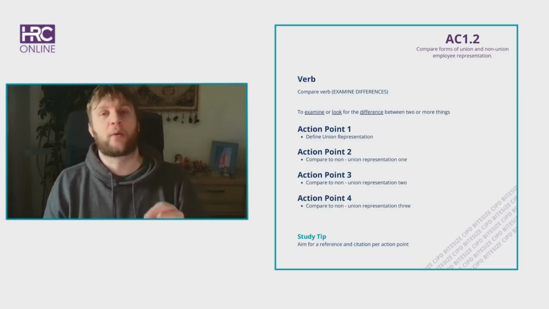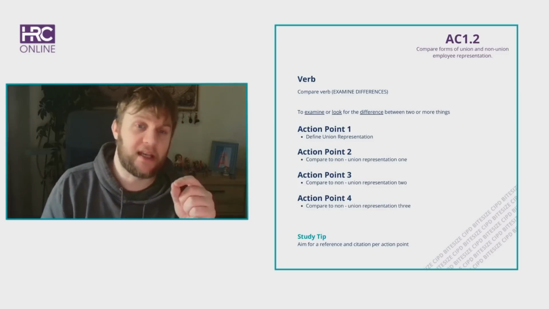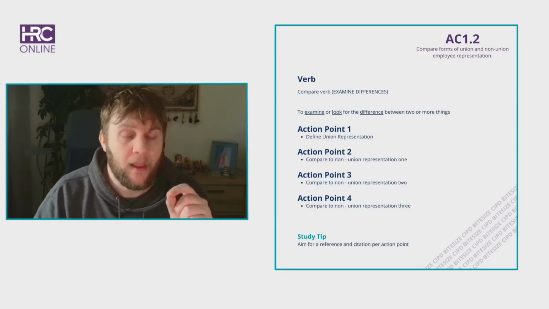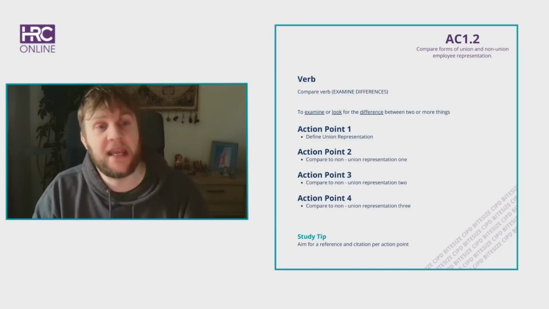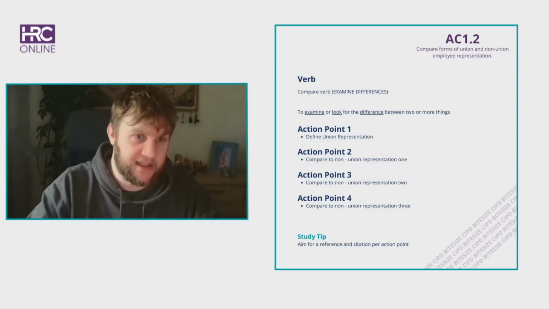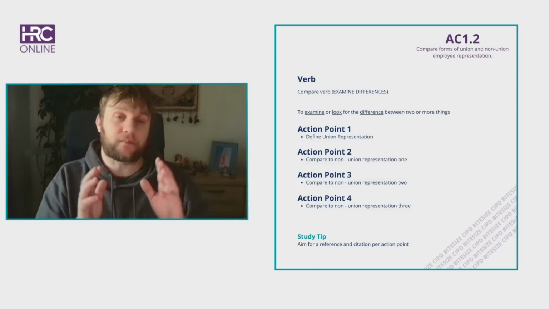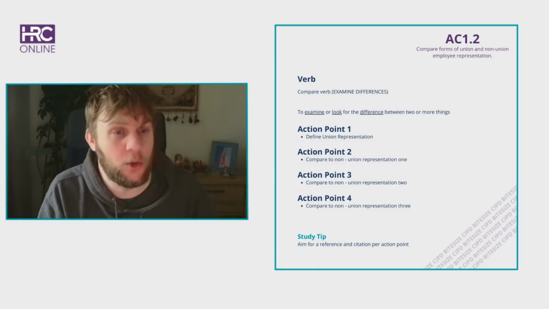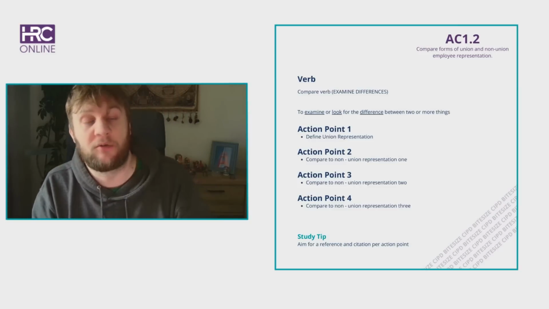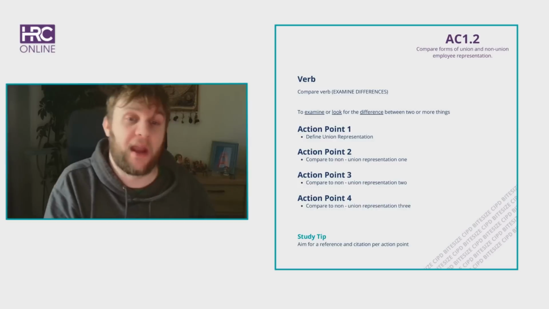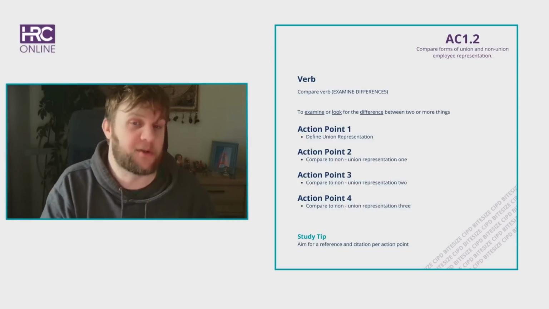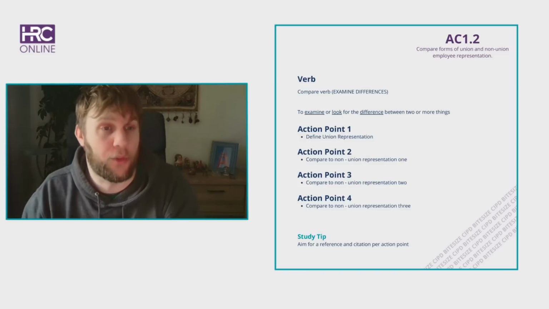And remember, the other thing that we say when we do things like this is break your question into its actionable points. So your heading is AC 1.2. That's what CIPD want you to put at the top. That is the title for this section of content. Your subheading then is defining union representation, comparing union representation to non-union representation example 1, example 2, and example 3.